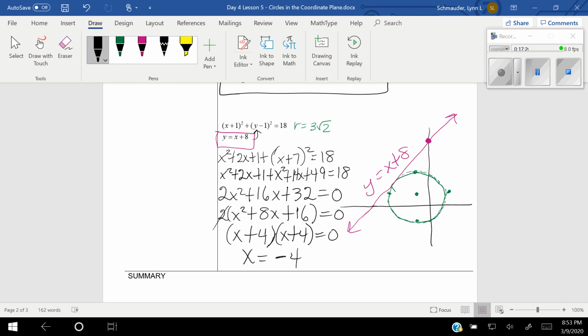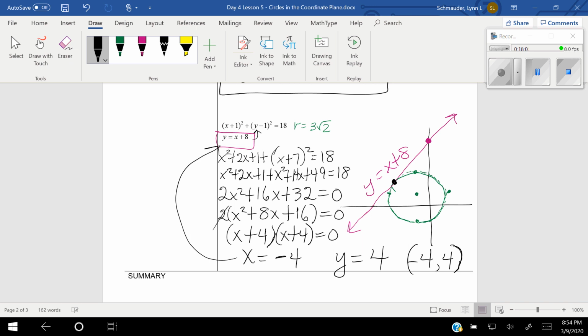Okay, so it does have a solution. It does have a solution. So let me plug that into this. So y equals negative 4 plus 8, which is positive 4. So there's my solution. And remember, whenever I'm writing a solution to a system of equations, I want to write it as an ordered pair. So I got negative 4, 4. So that's that point right there. So that line is tangent to the circle. The point of tangency is negative 4, 4. And that's how we solve problems like that.